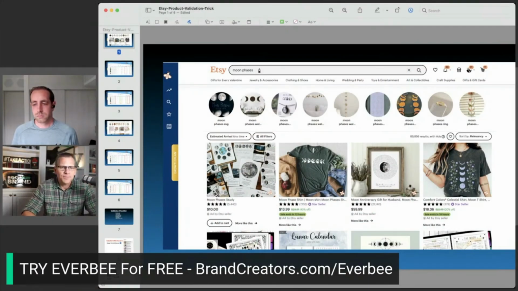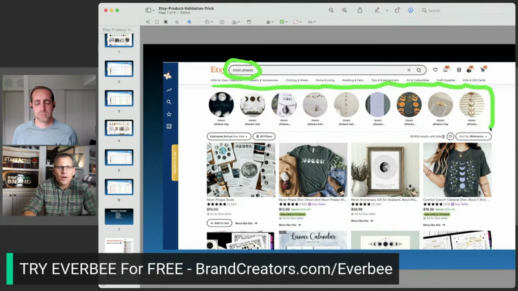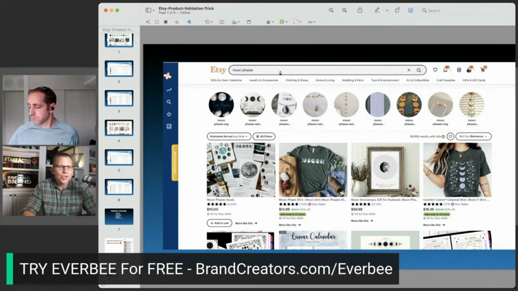But moon phases, a very, very unique and very just obscure niche. Like, who would think moon phases could be a thing, right? I mean, look at this, moon phases, right? But then look at all of this here. Look at all of these little circles up here. These are all categories. Okay. These are all, like, if you were to do the same thing here and type this in, you would see auto suggest, right? So what this is telling us is, okay, there's definitely products here for this niche.